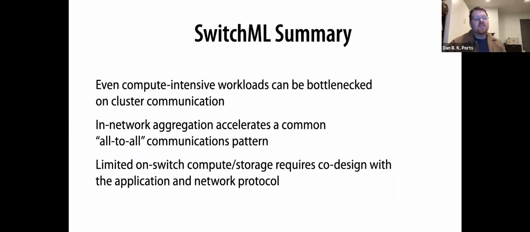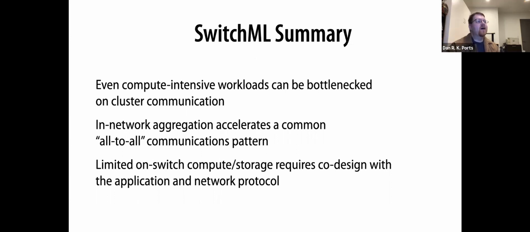All right, to summarize this part, we've been seeing that even compute-intensive workloads can be bottlenecked on cluster communication. In-network aggregation lets us optimize the communication pattern that's being used for these training workloads. And one of the challenges we have to deal with here is that because of the limited resources of the device, we again need to think very carefully about how the application, the host logic, the in-network logic and the communication protocol all fit together. It's very much a co-design approach.